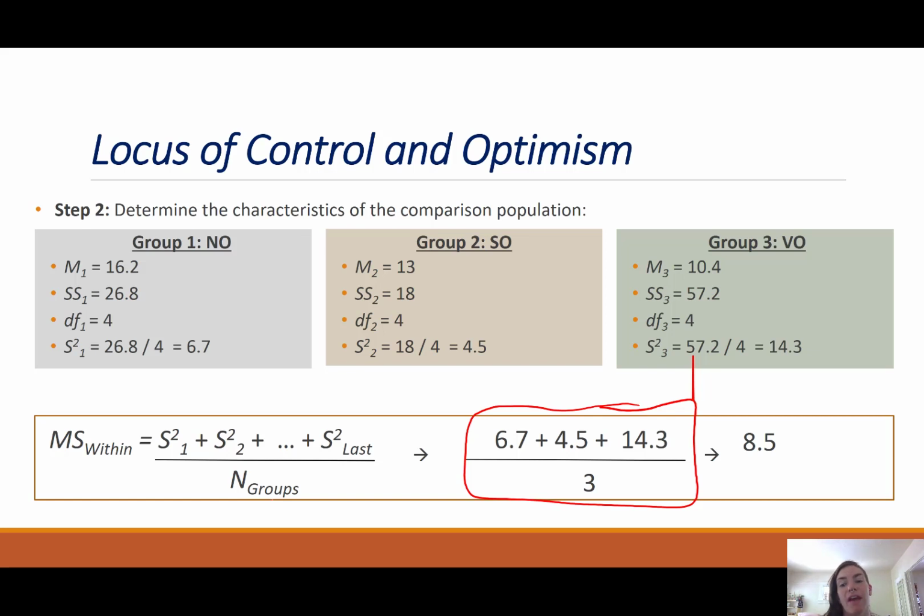Great, so we have calculated MS within, or S squared within. Remember that our F statistic is MS between over MS within. We've calculated MS within, and it's 8.5. Perfect. Now we need to tackle the numerator. Remember, the numerator, MS between, or the variance for between groups, takes a few different steps. It's a little less straightforward than the denominator.